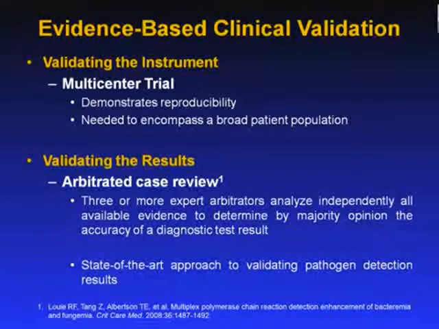This is a state-of-the-art approach where 3 or more arbitrators independently analyze all available evidence, including all test results, to determine the accuracy of the nucleic acid recognition result. Case review arbitration is a necessary benchmark activity which uses evidence to determine whether the nucleic acid recognition test result is accurate.